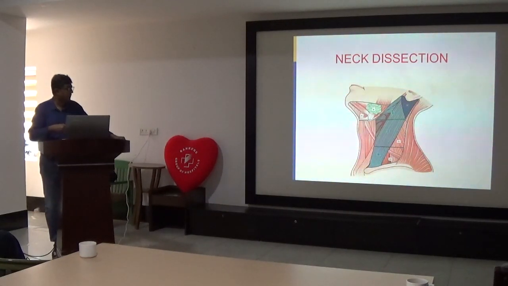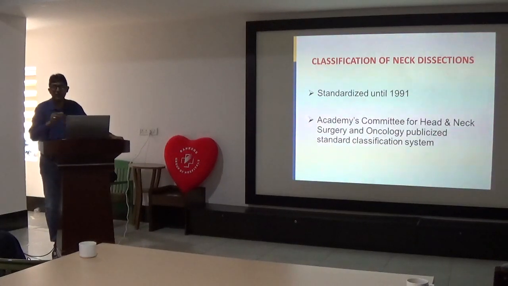So this neck dissection, if you see, it is the removal of all the lymphatic structures along with non-lymphatic structures also. This is the extent of neck dissection from the mandible up to the clavicle, the anterior border of the trapezius, and from here up to the midline. This is the extent when we say we have performed a neck dissection. Now there are different classifications of neck dissections, which were not standardized until 1991.